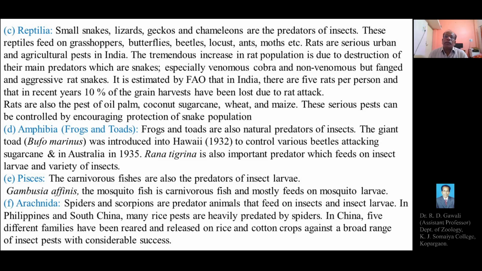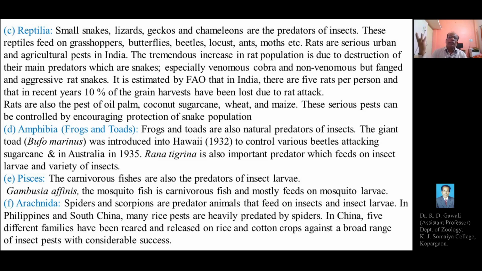Pisces, or the fishes, belonging to class Pisces. The carnivore fishes are also predators of insect larvae, such as the mosquito fish, Gambusia affinis. Mosquito fish, Gambusia affinis, is a carnivorous fish and mostly feeds on mosquito larvae. So for the control of mosquito larvae, we can use carnivorous fish like Gambusia affinis, or for the control of diseases like malaria even in our vicinity.